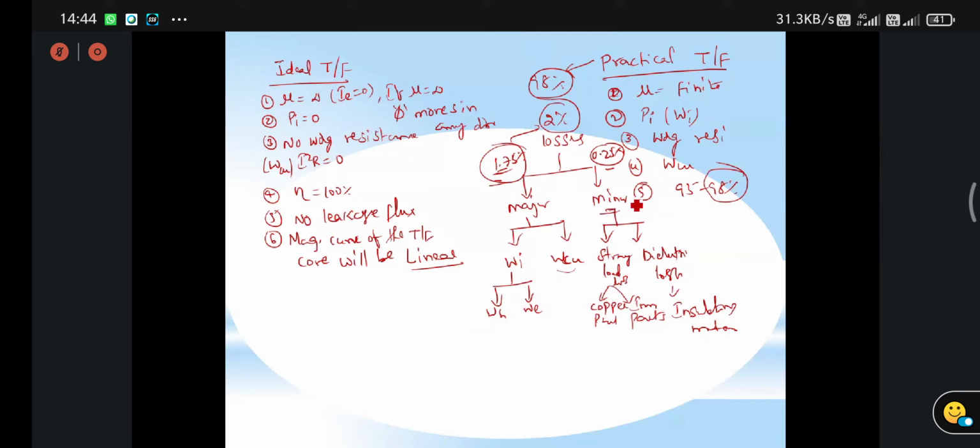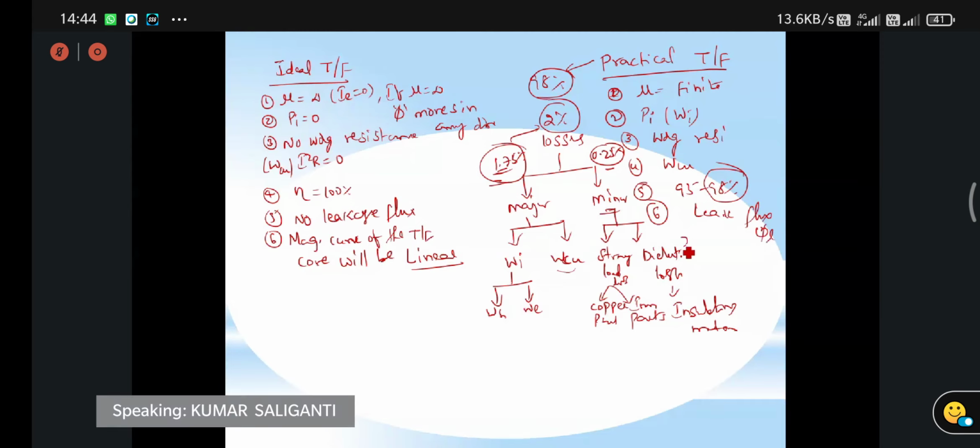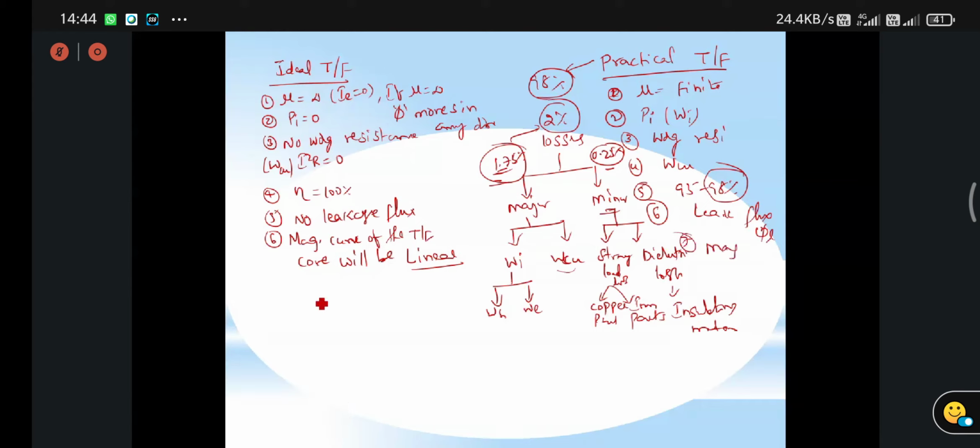Okay, so this is the sixth one. There is a leakage flux here. And the seventh one is the magnetization curve of the transformer core, which is flux with respect to exciting current. So this is linear for the ideal transformer. The magnetization curve of the transformer core.